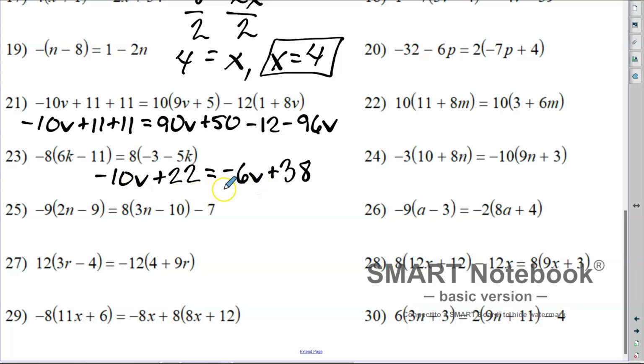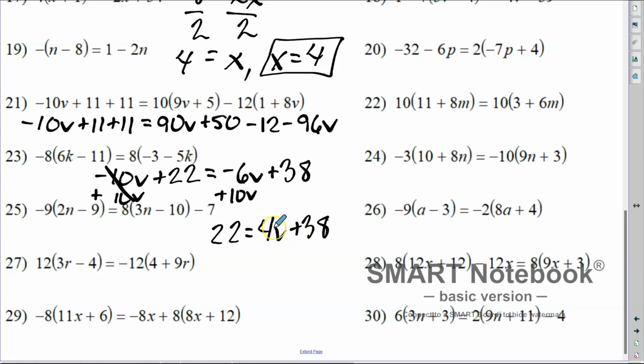All right, now I'm staring at two v's. I got to get rid of one, so I'm going to add 10v. Now somebody might say, well, let's add 6v. You could, and go ahead and do it, but from experience, this is going to give me a positive v, so I like that idea. Boom, that is done. On this side of the equation, I got rid of it. But of course I added 10v here, and to balance it I added 10v there. So I'm left with 22 equals 4v plus 38.